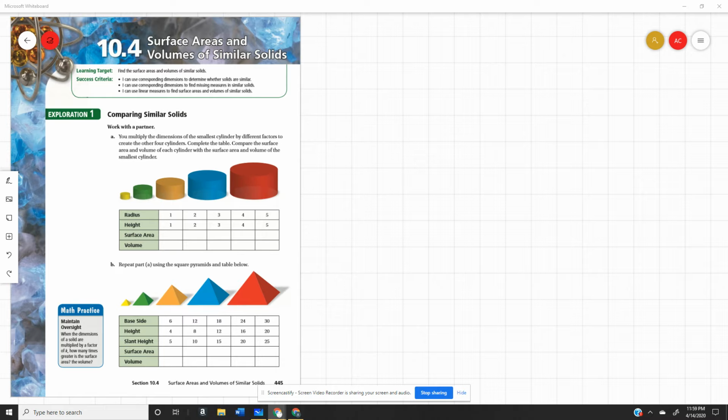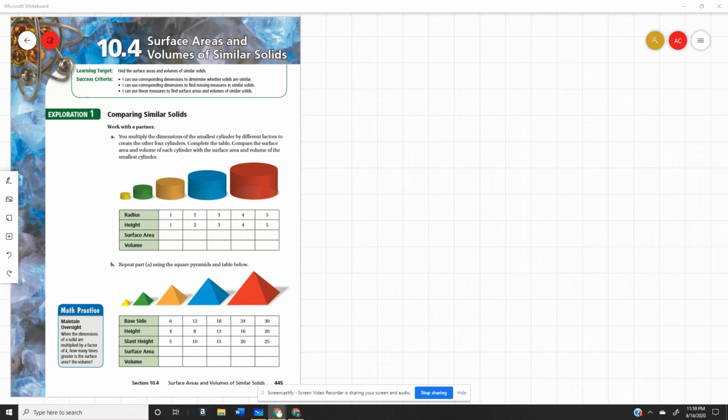Yeah, 10.4, surface area and volumes of similar solids. Now, just because it's the last math chapter doesn't mean we're going to stop. I might bring in some Algebra 1 stuff. I might just do some review stuff. I might find some fun stuff for us to do next week.